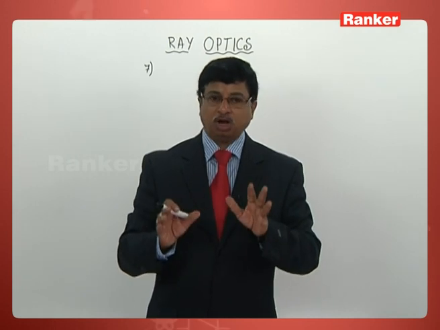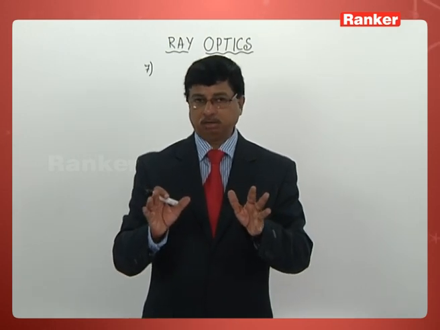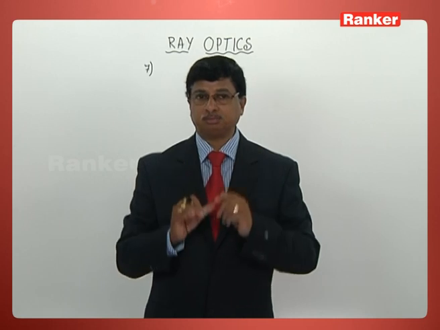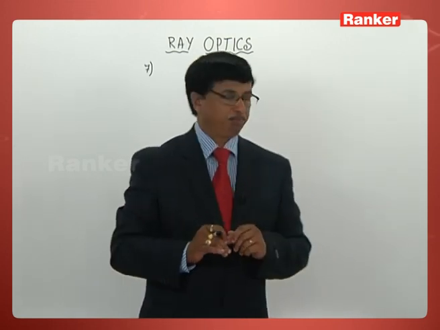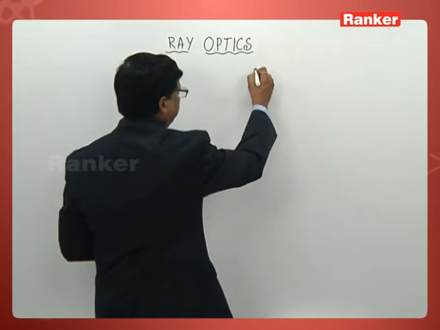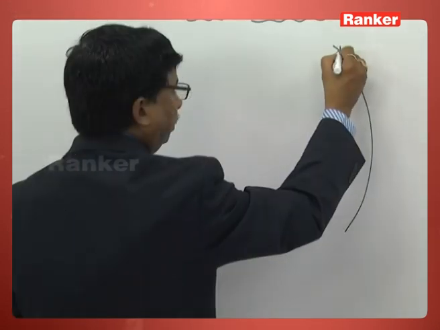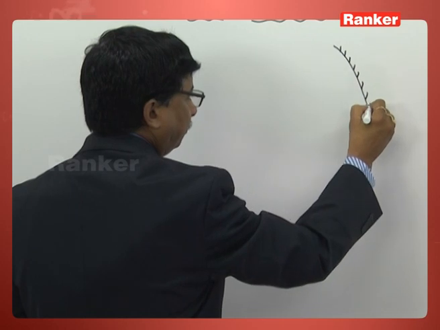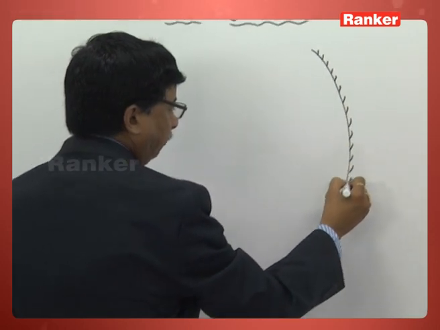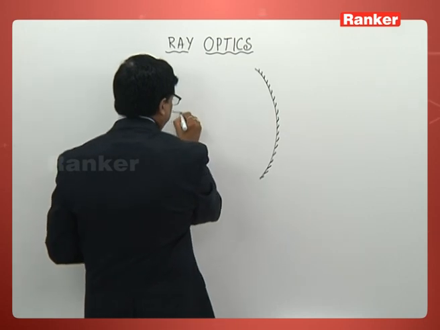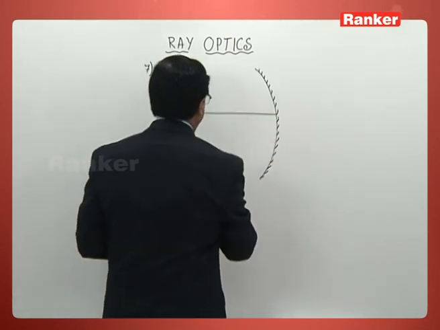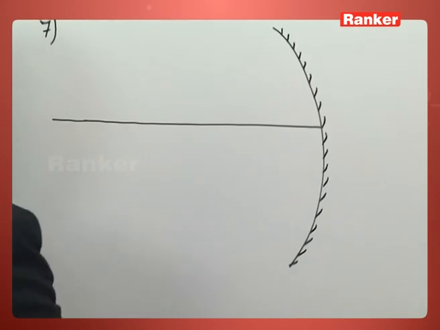Let me explain what he is talking about by drawing a small figure here. He is talking about a concave mirror. If you consider this is a concave mirror, the outer surface is completely silvered, and this one is the principal axis. You can certainly understand even that point as well.